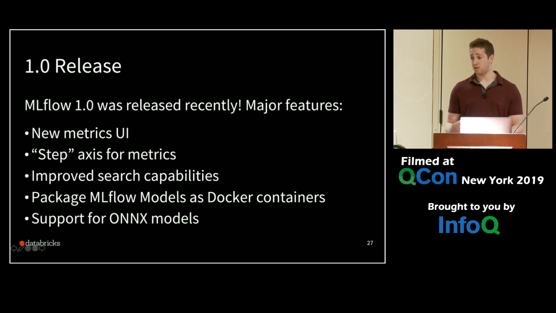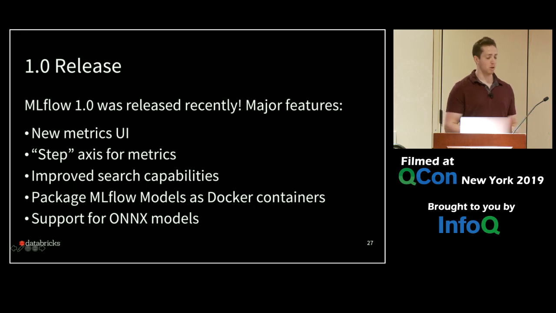The first is a new metrics UI, which you saw briefly during the projects component, where runs can be visually compared against one another on multiple axes. Additionally, to call it out specifically, you can now associate metrics with particular training epochs or iterations via a generic step parameter to that log metric call.